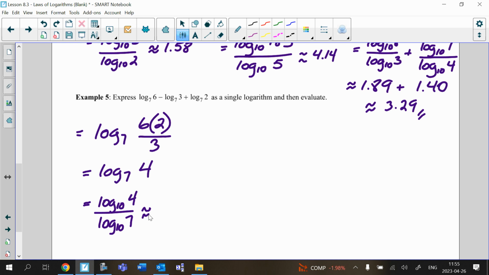So, log laws and change of base. We're now ready to start solving exponential equations where we have to use logs, and logarithmic equations themselves. And then we're going to see how we can use those in certain real life problem situations. Okay.